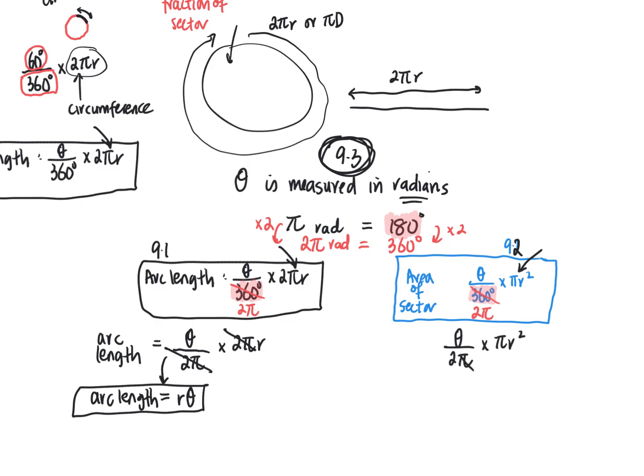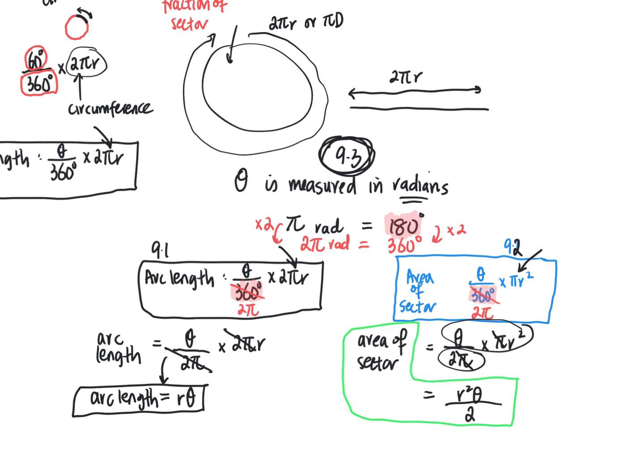And then another formula here, if we simplify this, we cancel off the pi. Then you realize that area of sector changes to r square theta over 2. This is the formula for area of sector. So 9.3 has two new formula. But actually it's the same thing, just that it's measured in radians.